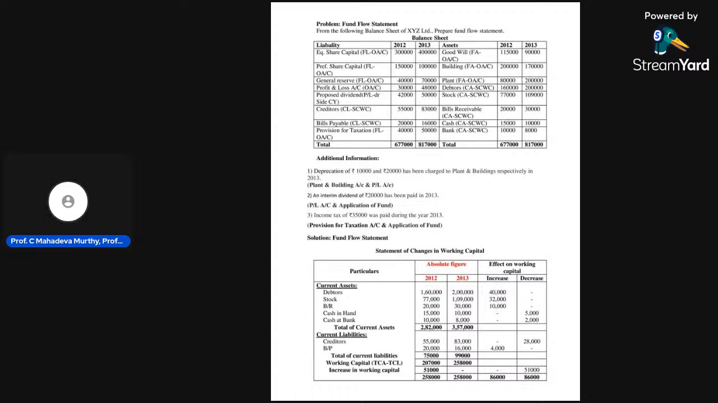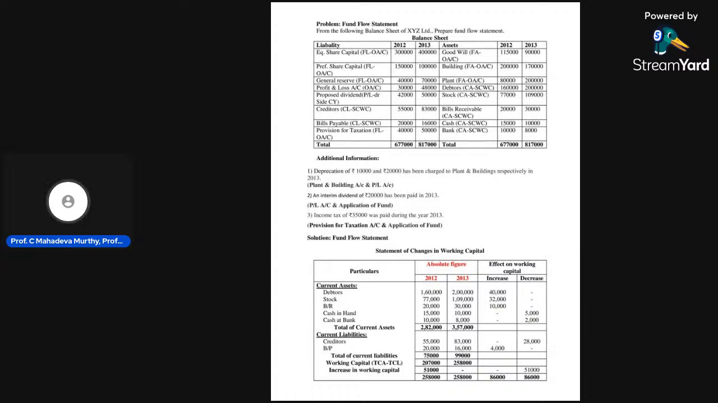Creditors 55,000 in 2012, the previous year. The current year is 83,000. Therefore, here that liability then decreases. Current liability decreases here. Liability in the sense the organization has to pay the outsiders, the creditors. The others are paid to the organization because here it decreases.